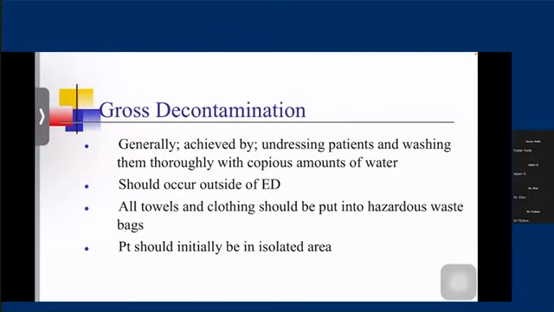Generally, decontamination is achieved by undressing the patient and washing the patient thoroughly with a copious amount of water. This should happen outside of the ED to prevent cross-contamination of other patients and also staff. It should happen in an isolated area, because these poisonous agents are also hazardous. The clothes should be put in a specified box and discarded, and patients should initially be in an isolated area.